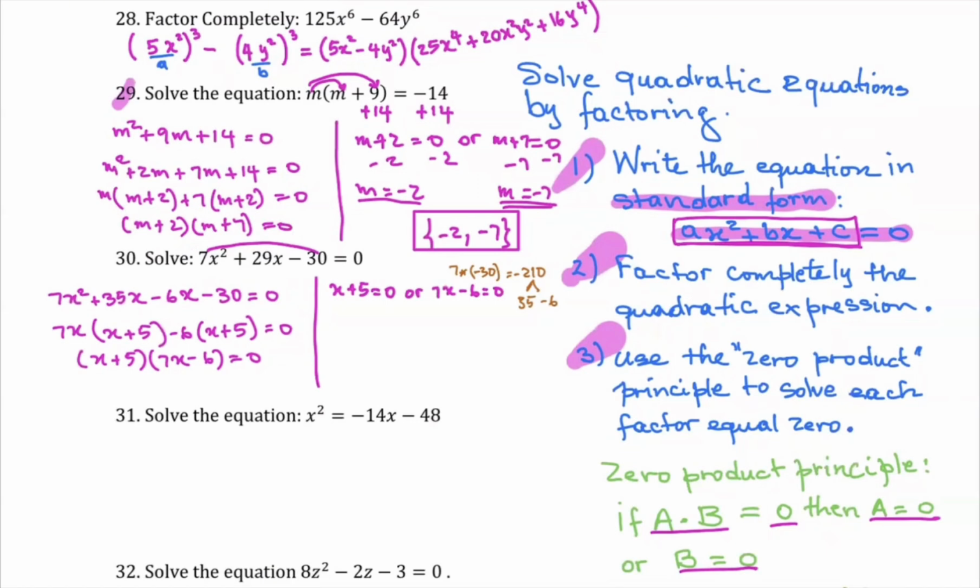So we can subtract 5. That's x equals negative 5. And then we can add 6 on both sides. 7x equals 6. Divide both sides by 7. X equals 6 over 7. Your solution set is negative 5, 6 over 7.